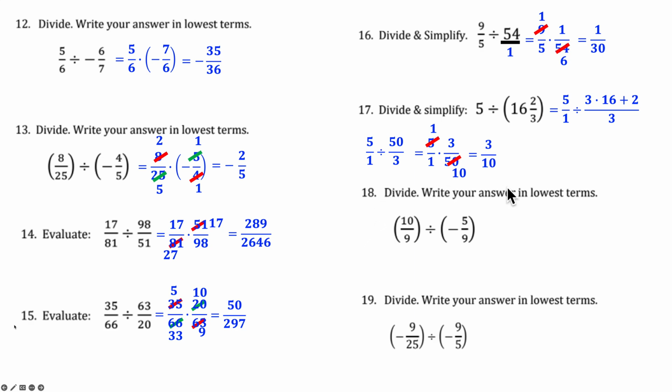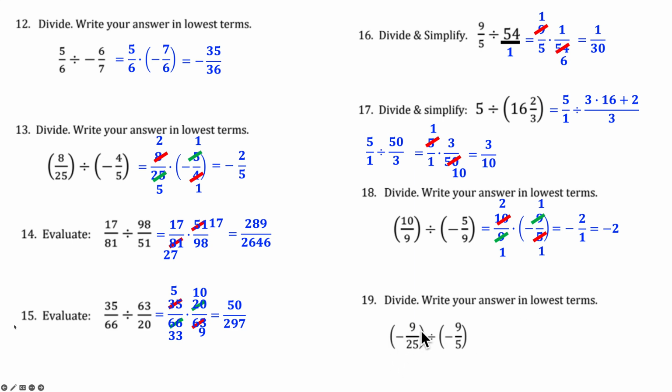18. All right, more division here. Let's see. Flip the second fraction. Oh, lots of cancellations. 9 and 9 cancels. 5 goes into 10 twice. We're going to have a negative answer. So we're going to have a negative 2. 2 times 1, 1 times 1. Negative 2.